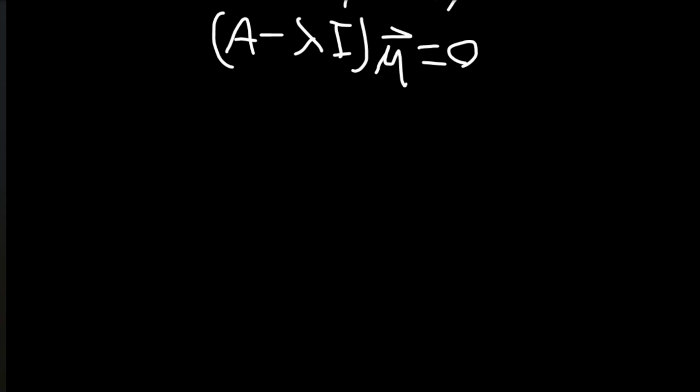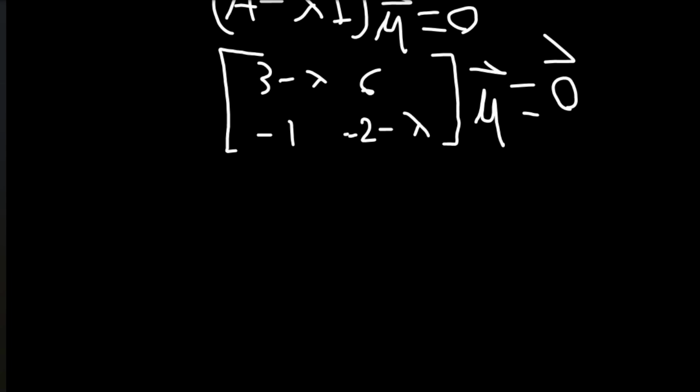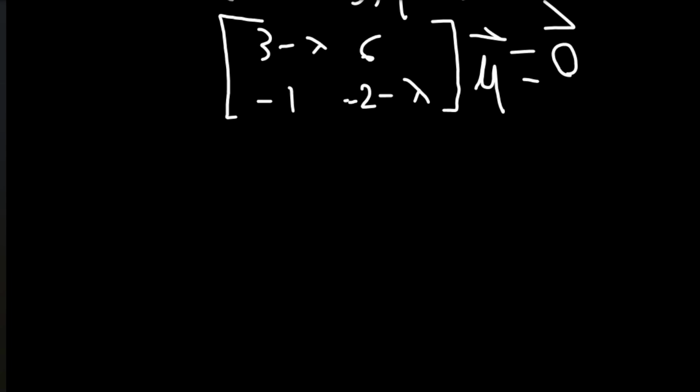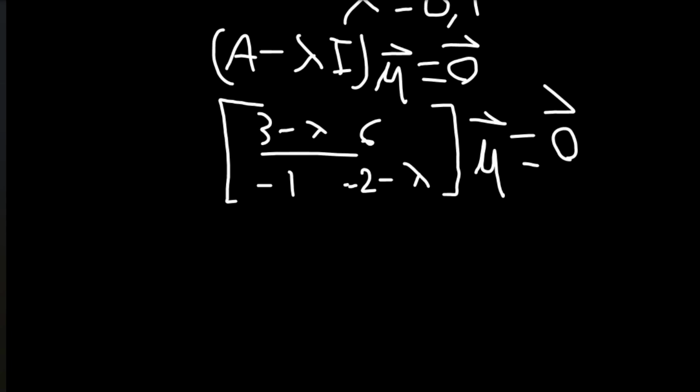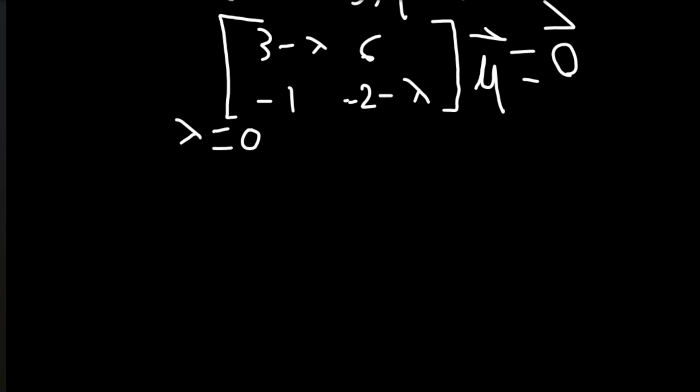So in this case, our matrix is 3, 6, negative 1, negative 2. So we're going to do a similar thing. We're going to have 3 minus lambda, 6, negative 1, negative 2 minus lambda, times mu is equal to 0. If you know anything about matrices, you know that you can augment a matrix. Before we do that, let's actually plug in what our eigenvalues are. So I'll do eigenvalue equal to 0 for our initial eigenvector.